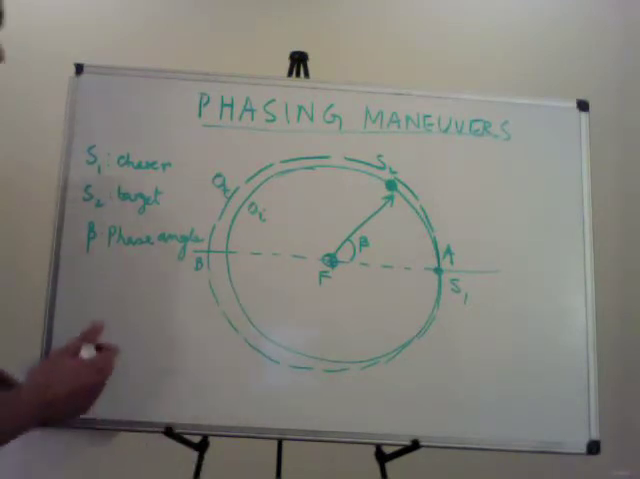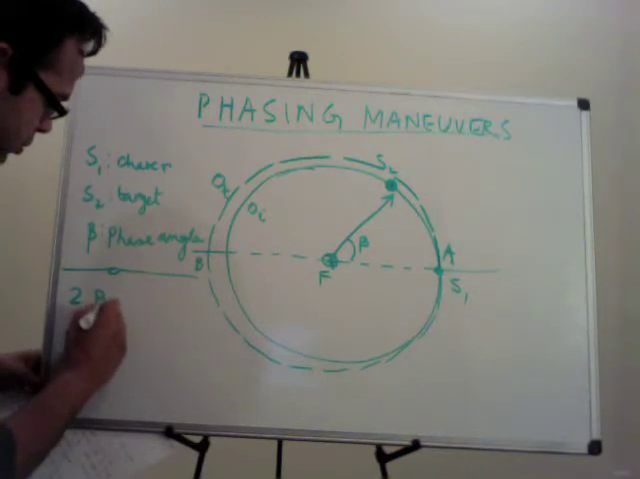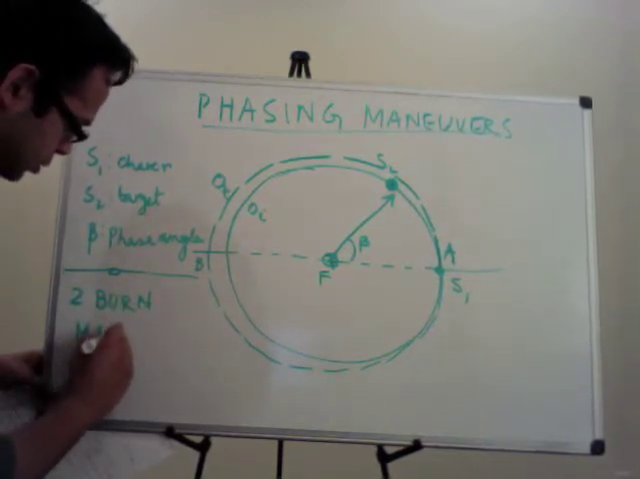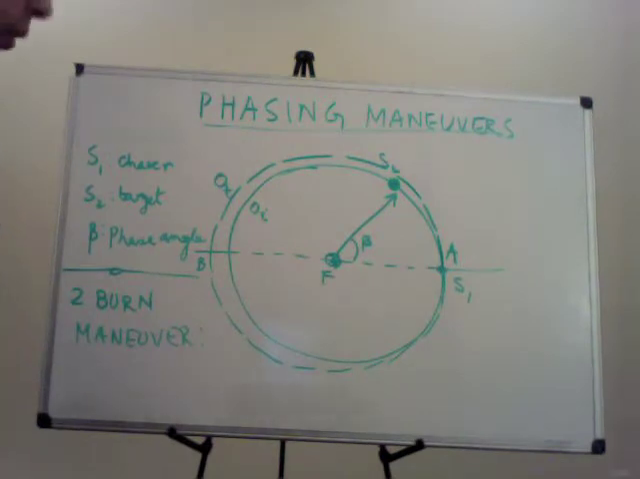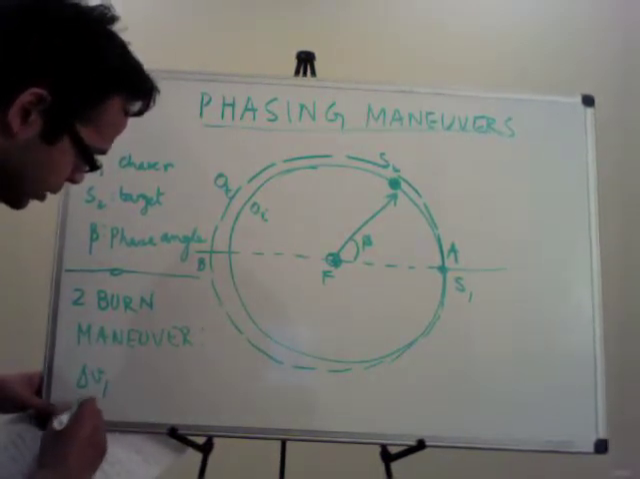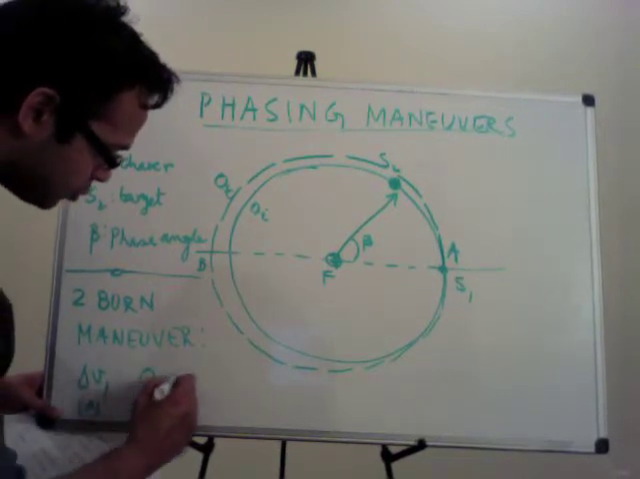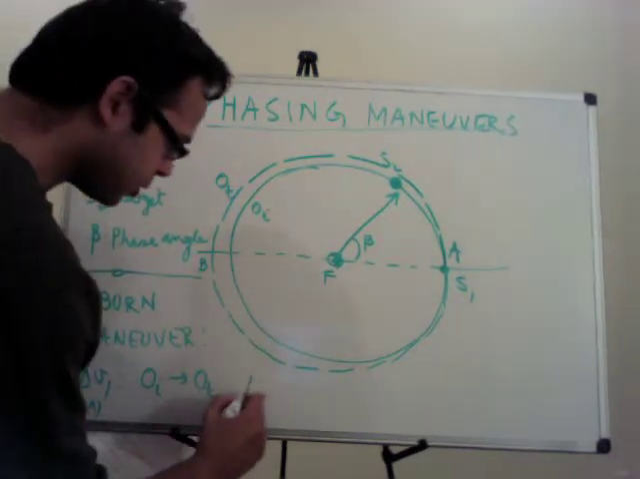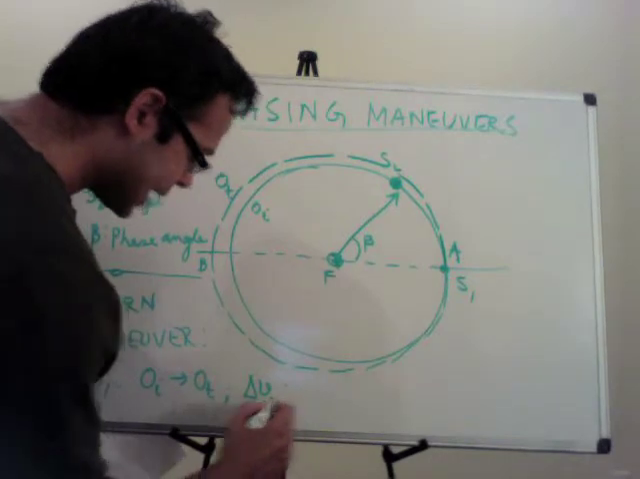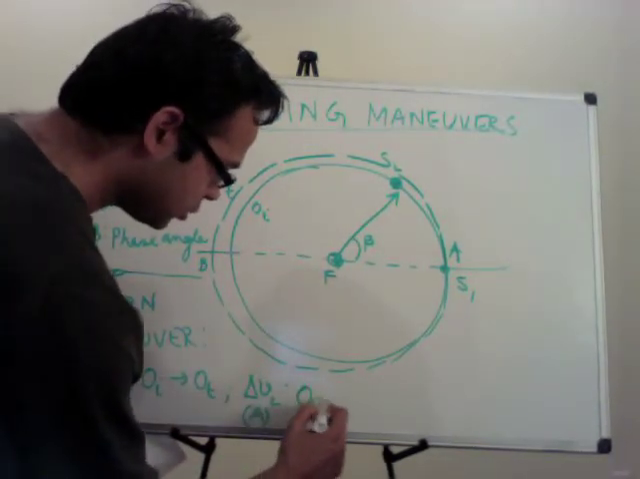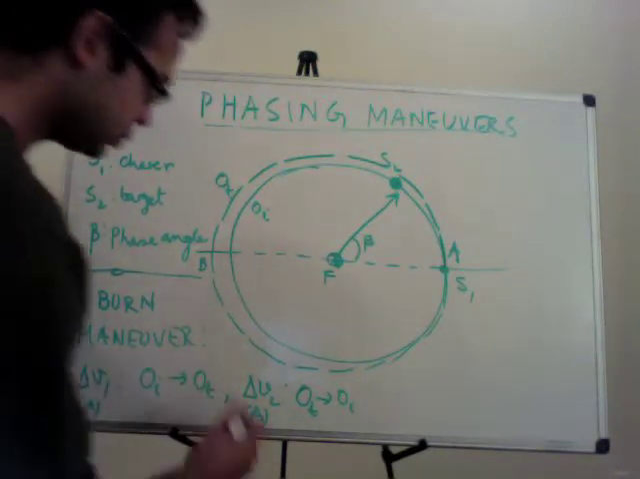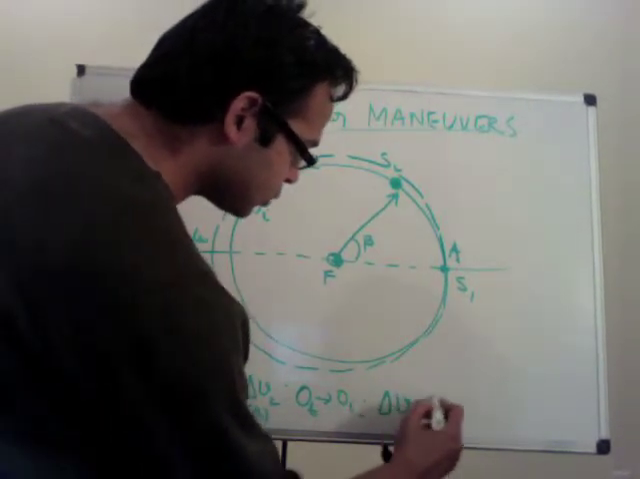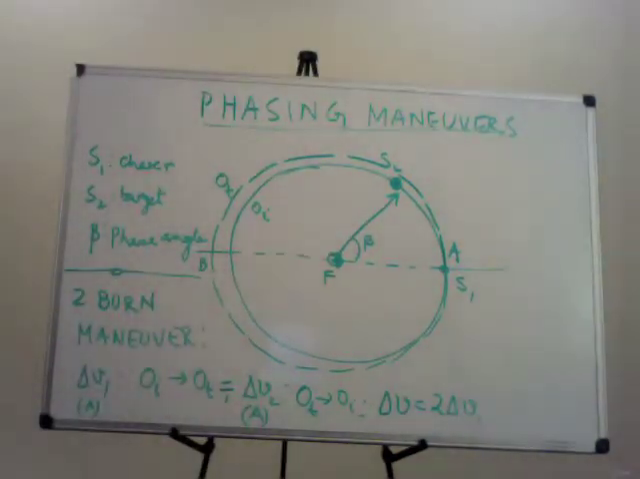Okay, so again, this is a two burn maneuver. And both the burns, as you can see, take place at point A. The first burn at point A transfers S1 from OI to OT. And the second burn, delta V2, also takes place at point A, and it transfers the spacecraft S1 back from OT to OI. Both these burns, because of the symmetry of this process, are going to be identical in magnitude. So they are both equal, and the total delta V is going to be 2 times delta V1 or 2 times delta V2, whatever you like.